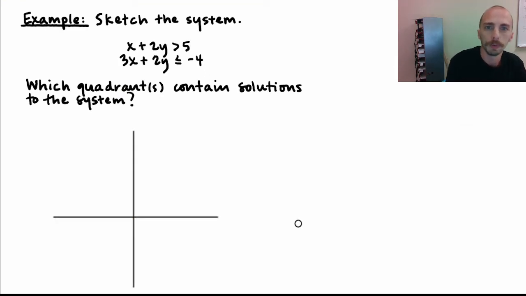All right, now let's do some examples that have something else attached to them. So we're going to start by sketching the system, and then it's going to ask which quadrants contain solutions to the system. I don't know if quadrant is something that we've talked about yet this year. So I'm going to either tell you for the first time or remind you about the quadrants. I might put these up towards the top.